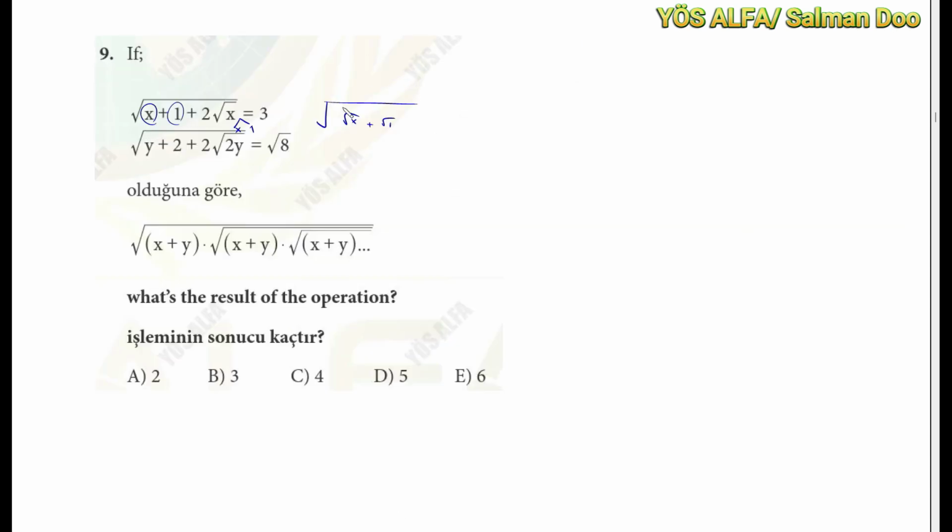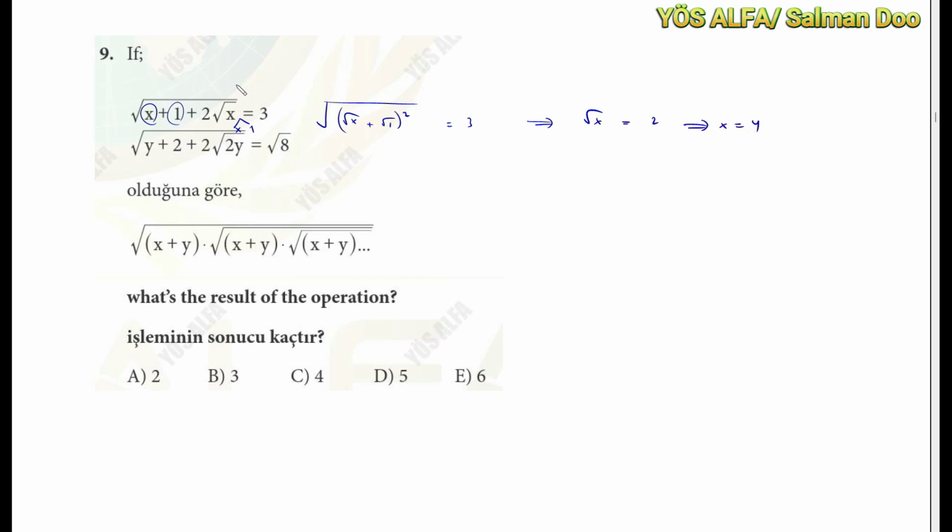Write it down this way. The whole square is equal to 3. So this expression is nothing but this. So now we have this square and that square root canceling out each other. Root x is equal to 2. From here we have x is equal to 4.